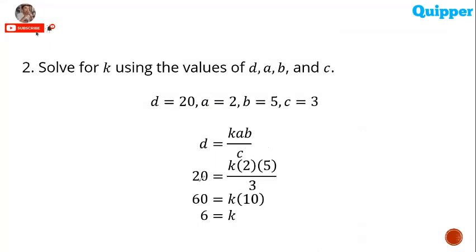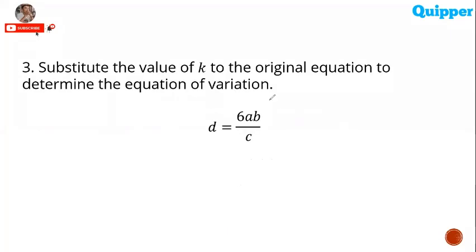So you have 20 for D, 2 for A, 5 for B, and 3 for C. 2 times 5 is 10, and then 20 times 3 is 60. Then divide both sides by 10. Your value of k is 6. From there, write now your equation of variation, which is just equal to d equals 6ab over c.